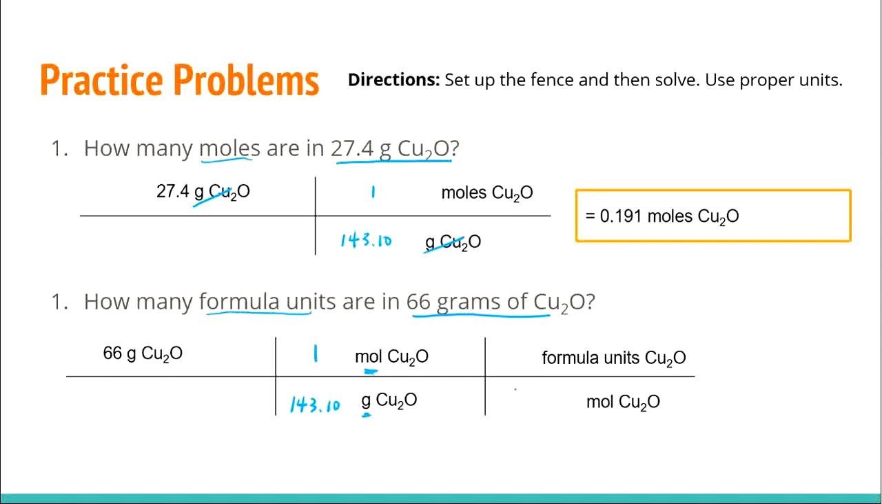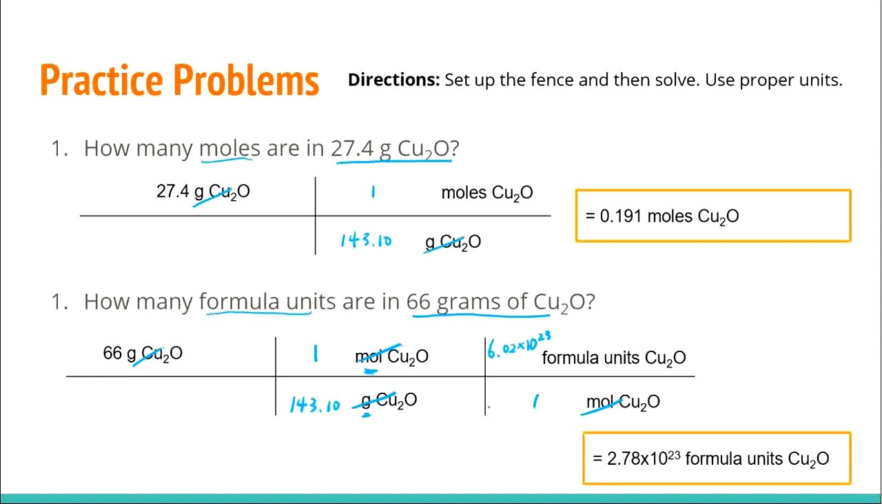Now let's complete our last part. How many formula units is equal to how many moles? What's that conversion factor? 1 mole is equal to 6.02 times 10 to the 23 formula units. Our grams cancel out, moles cancel out. So multiply 66 times 1 times 6.02 times 10 to the 23. Divide that by 143.10. What do you get? You should have gotten 2.78 times 10 to the 23 formula units Cu2O.